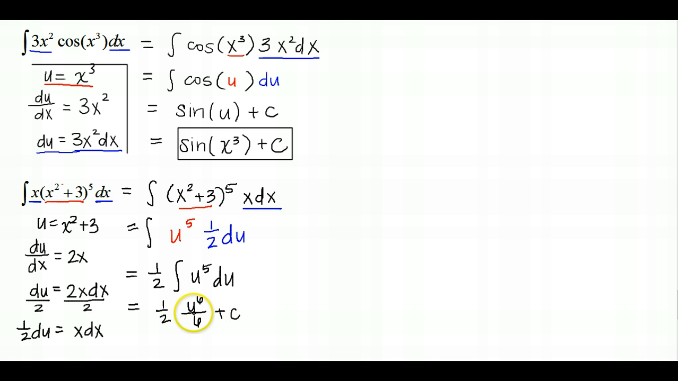So now I'm just going to go ahead and go back and replace u with the function in terms of x squared plus 3, and then at the same time I'll go ahead and multiply across here. So my final answer would be 1 over 12, and my u was x squared plus 3 to the 6th plus c. So that's going to be my final answer here.